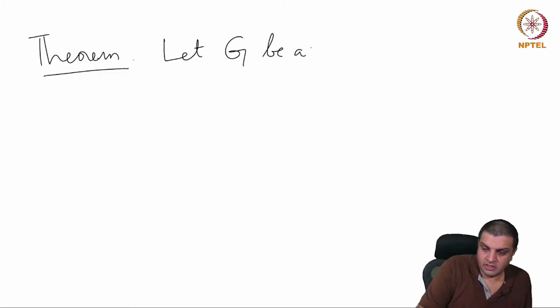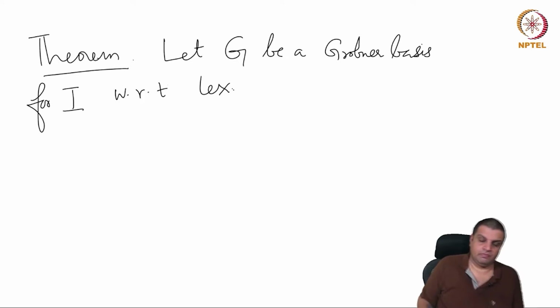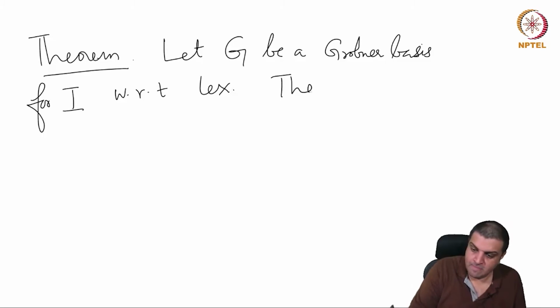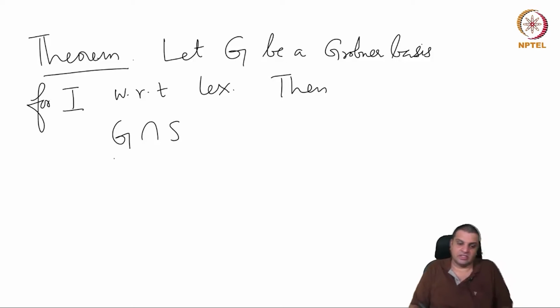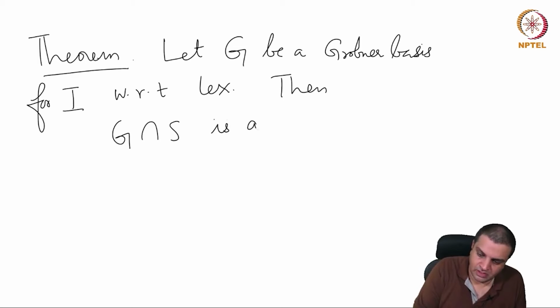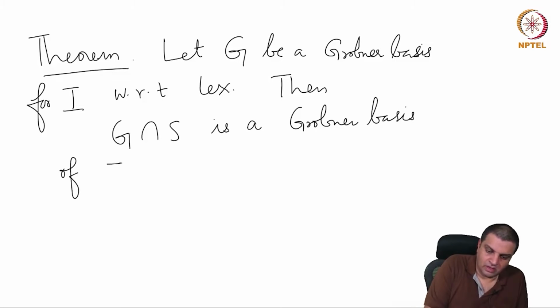Let G be a Gröbner basis for I with respect to the lexicographic order. Then G intersect S, which is just an intersection really, since both are subsets of R, is a Gröbner basis of I contracted to S, which is again, in this case, an intersection.